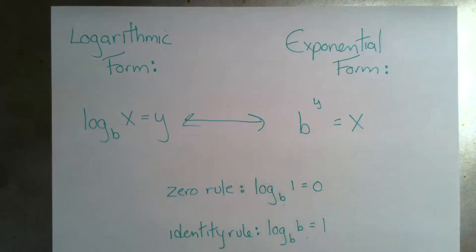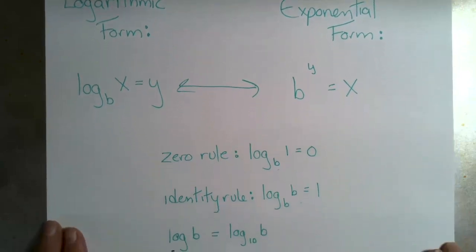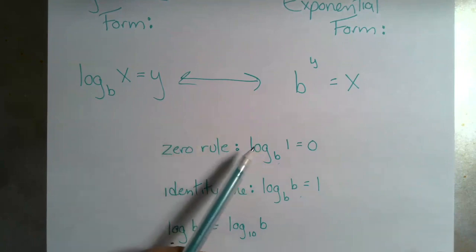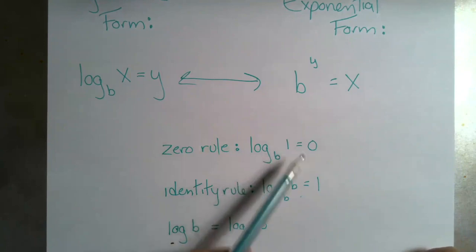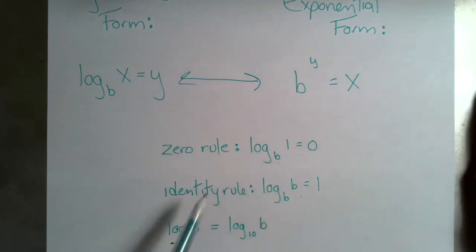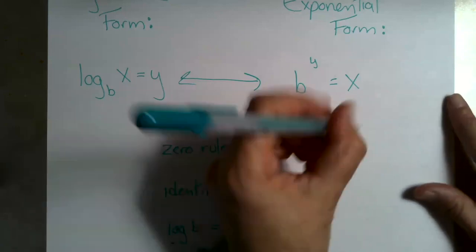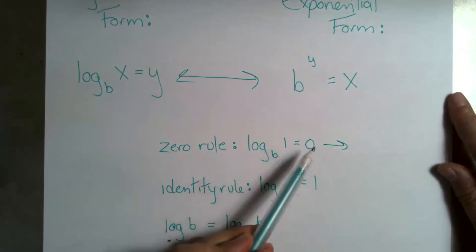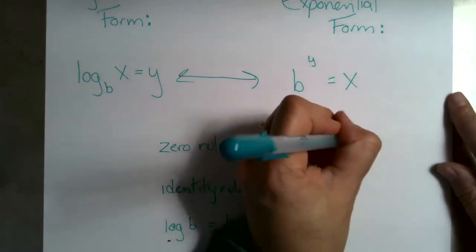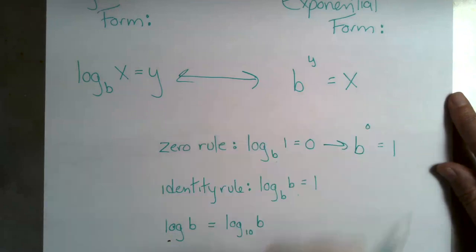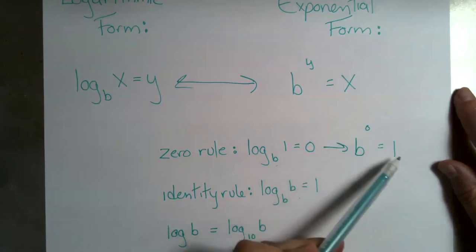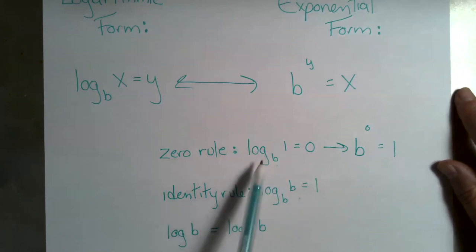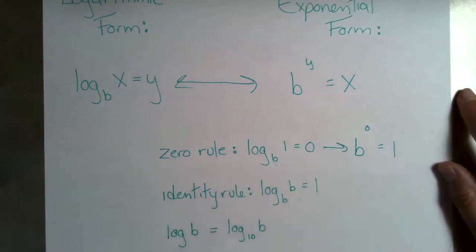All right, so now let's take a look at a couple of rules and let's explore why they're rules. We have the zero rule, which says that the log base b of 1 will always equal 0. Well, let's take log base b of 1 and flip it over to its exponential form. That's b to the 0 equals 1. And you can see that that's true. Anything raised to the 0 equals 1, which is why the log base anything of 1 is always going to equal 0.